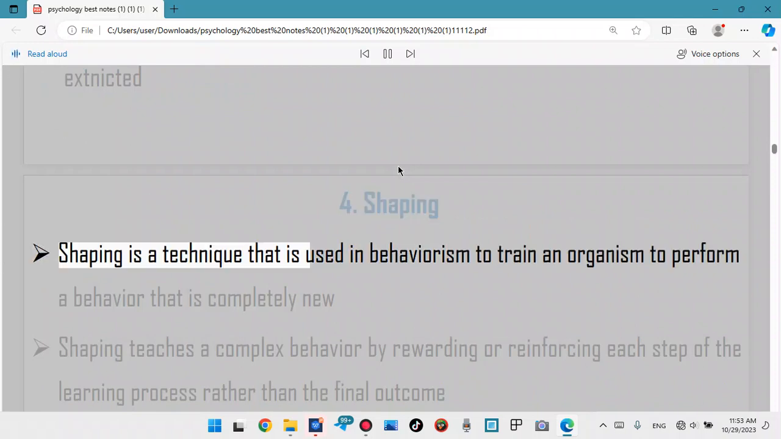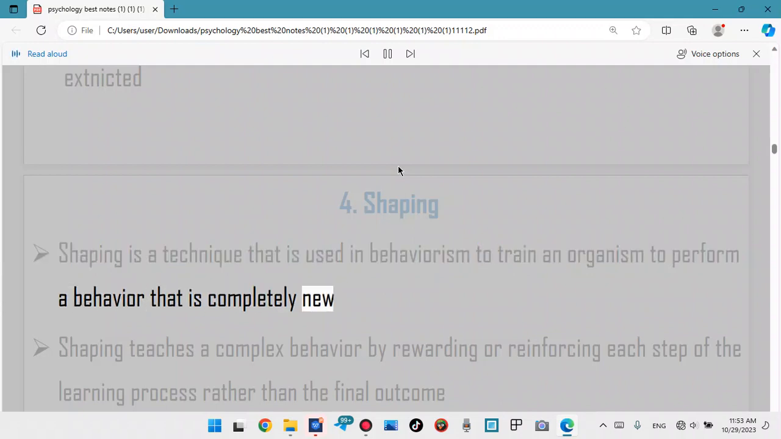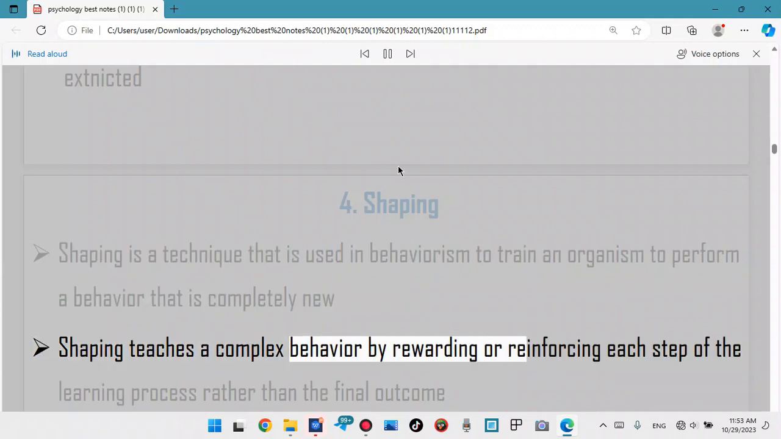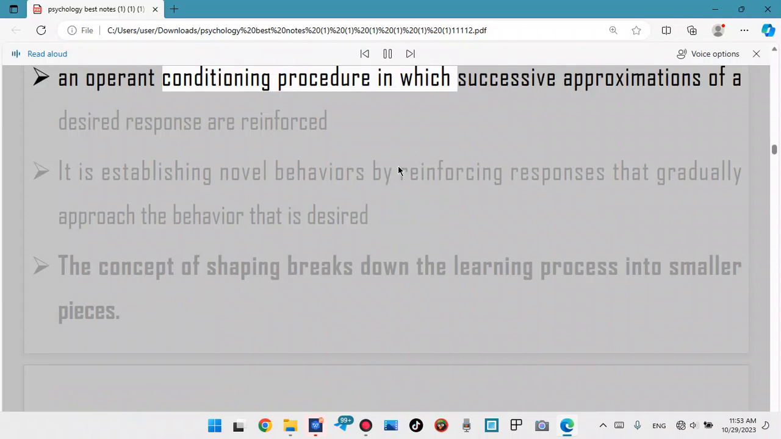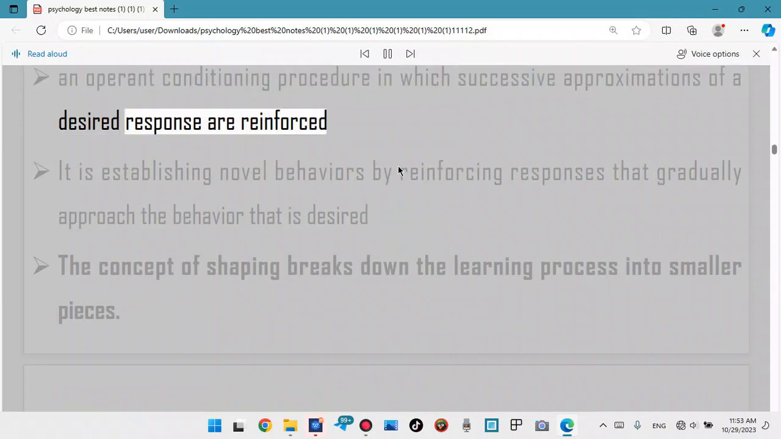4. Shaping. Shaping is a technique that is used in behaviorism to train an organism to perform a behavior that is completely new. Shaping teaches a complex behavior by rewarding or reinforcing each step of the learning process rather than the final outcome. It is an operant conditioning procedure in which successive approximations of a desired response are reinforced.